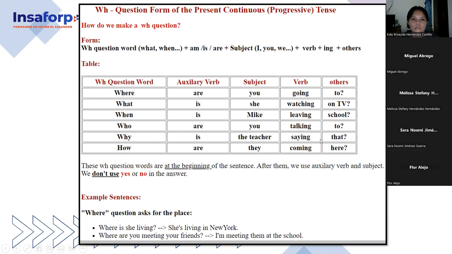Why is the teacher saying that? ¿Por qué está diciendo eso el profesor o la profesora? Why is the teacher saying that? He is saying that because he is angry. Él está diciendo eso porque está enojado. He is saying that because he is angry, right? En este tipo de respuestas, lo que hacemos es formar oraciones. Oraciones afirmativas, oraciones negativas. Pero ya no vamos a yes or no, right? Vamos a dar información tal cual.